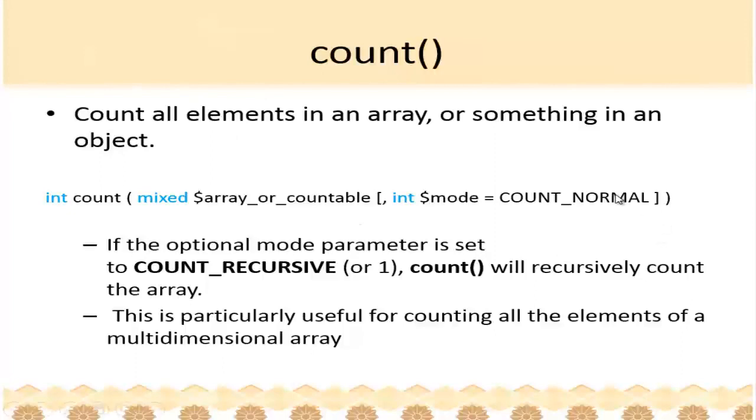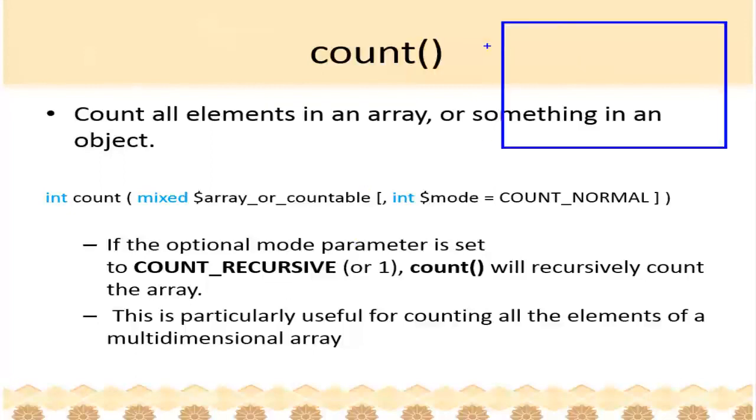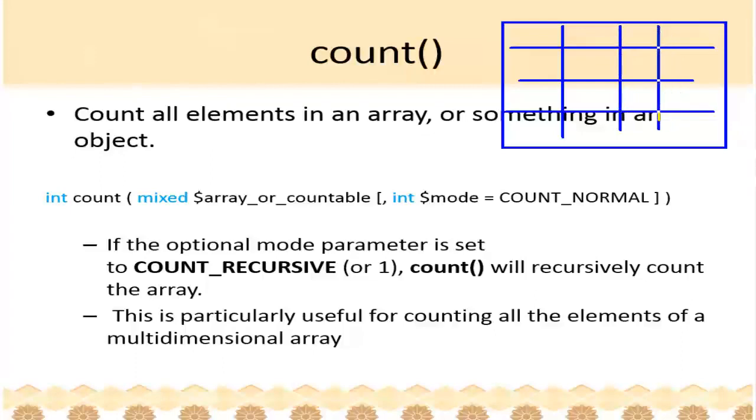If you say count normal, it will count only the first dimension. If you say count recursive, it will count the second dimension also. So if you have a tabular arrangement with say 1, 2, 3, and you ask the question count, and if you say count normal, it's going to count 1 element, 2 element, 3 element, 4 element. It's going to say only 4 elements are there. It will not go to the second dimension. If you say recursive, it will even go to the second dimension.